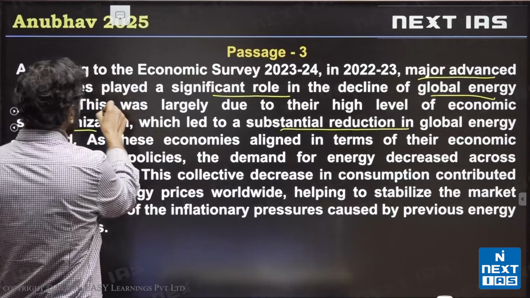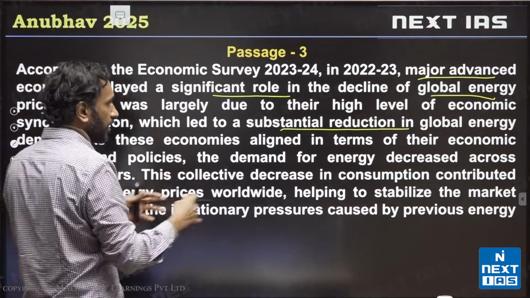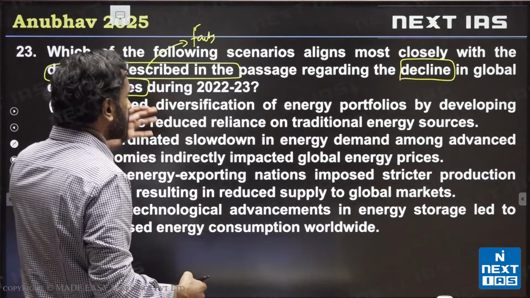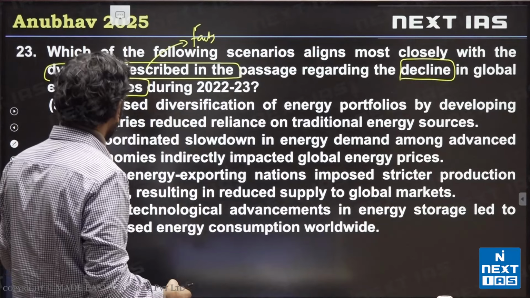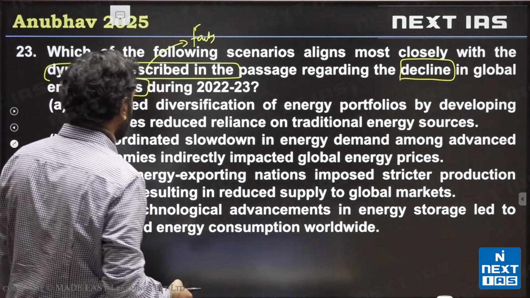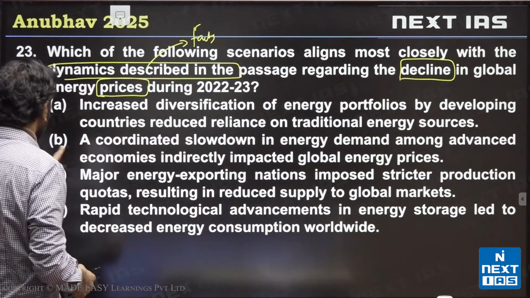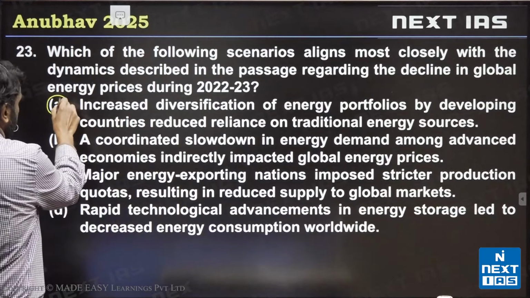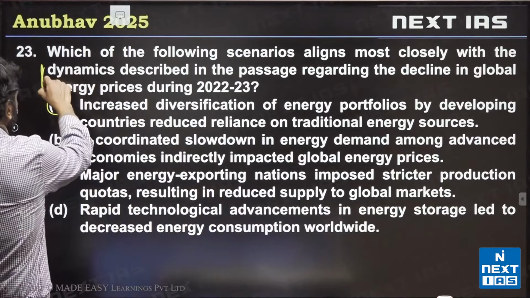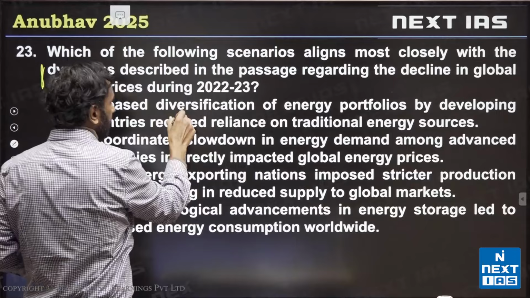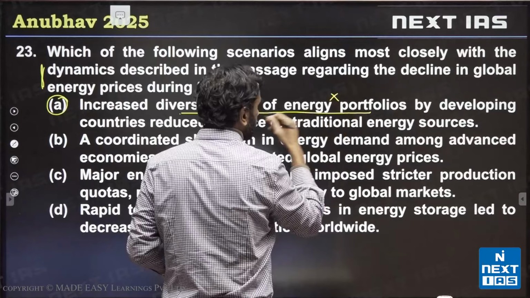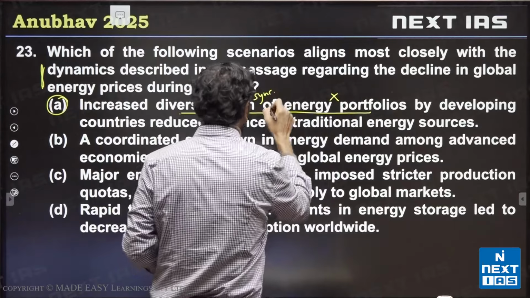If you notice, each sentence is telling us the same thing: they came together in a synchronized way and demand dropped. All right. So let's see which of these explains how this led to the decline of prices. Let's look at A. Increased diversification of energy portfolios by developing countries reduces reliance on traditional energy sources. This did not take place. This is basically asking us an inference of sorts, worded slightly differently, but it's an inference question. Diversification of energy portfolios is nowhere discussed in the passage. In fact, there was synchronization and not diversification.